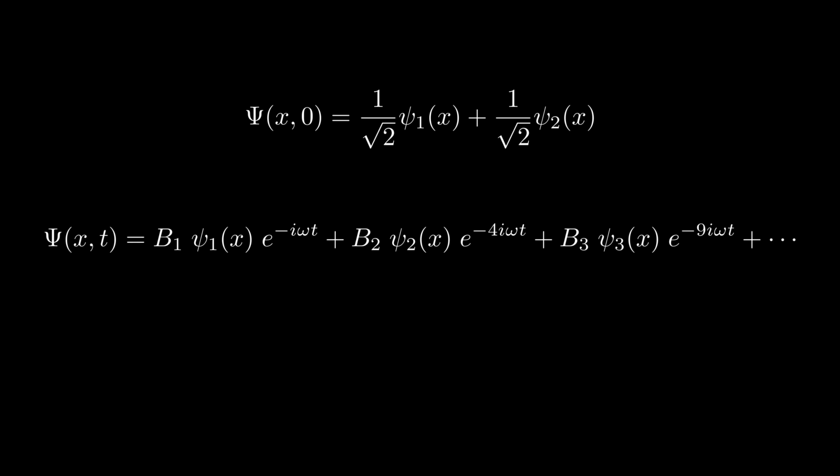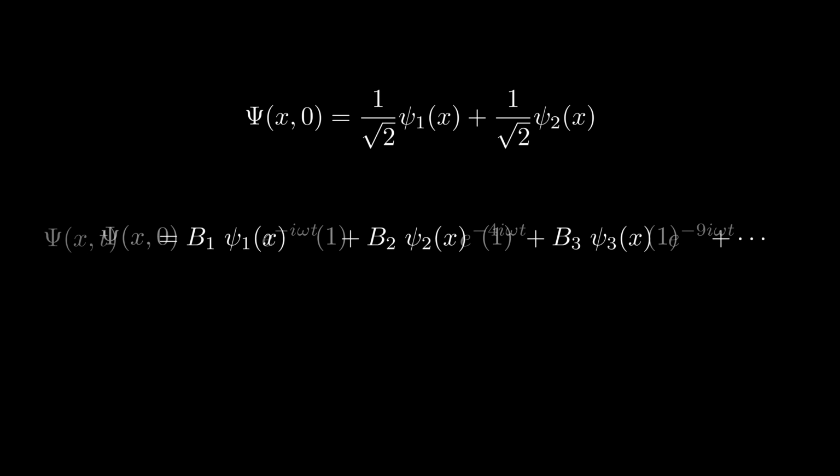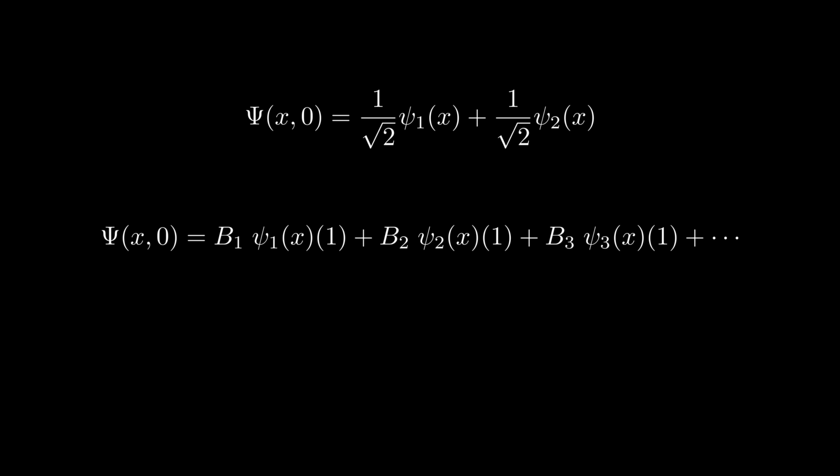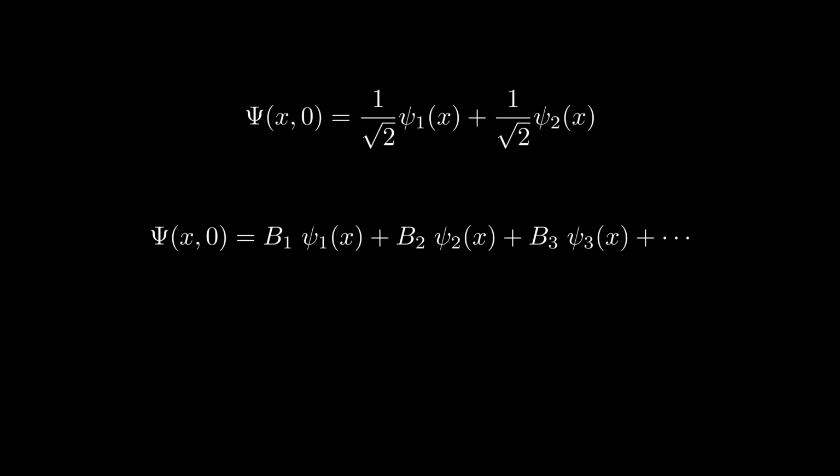At time t equals 0, the time-dependent phase factors become 1, so the general solution simplifies to the following sum. By comparing the coefficients of this expression with the initial wave function we were given, we observe that b sub 1 and b sub 2 are both 1 over the square root of 2, and for n greater than or equal to 3, all b sub n constants must be 0. This is because the initial wave function only involves the first 2 stationary states.